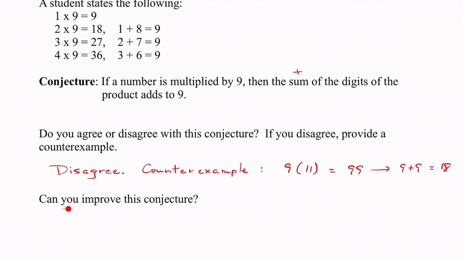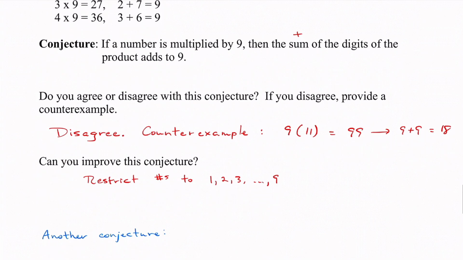So kind of the second part to this, it says, can you improve this conjecture? So could you somehow change their original conjecture so that it still is true no matter what? So what you could do is you could put a little restriction on it. So you could restrict the numbers that you're going to use, because you can see they used from 1 all the way up to 4, and this actually works all the way up to 9. So I'm going to restrict and only use the numbers from 1 to 9. So 1, 2, 3, 4, all the way up to 9. So if I restrict it to those numbers, then their conjecture, it would hold true.